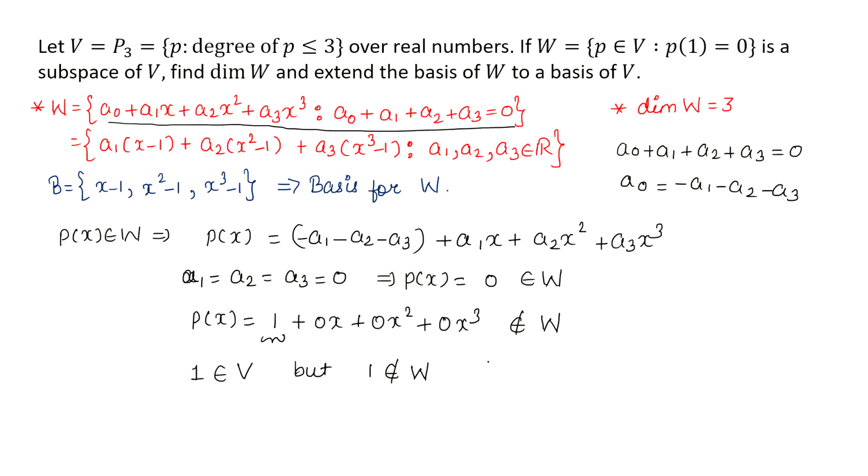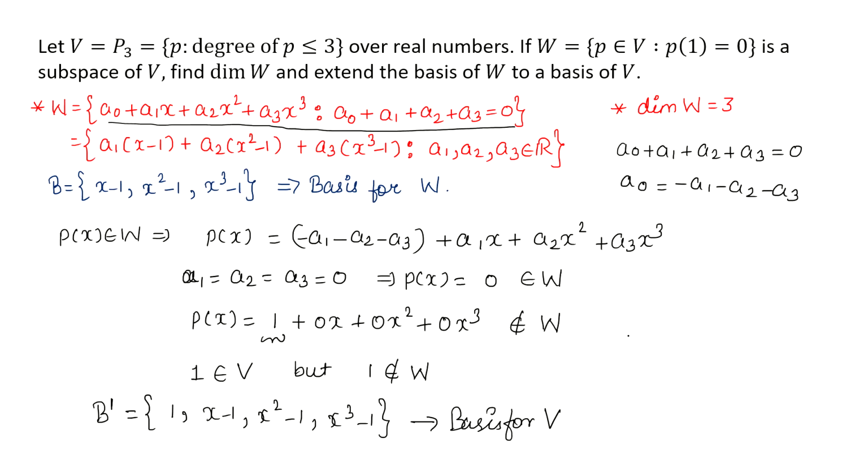and therefore I can include this 1 in my basis B, and the new basis which I get, I am representing it by B dash, is equal to 1, x minus 1, x square minus 1 and x cube minus 1. And I claim that this is actually a basis for vector space V. This B dash which I have found after adding 1 to the set B is the basis for V.